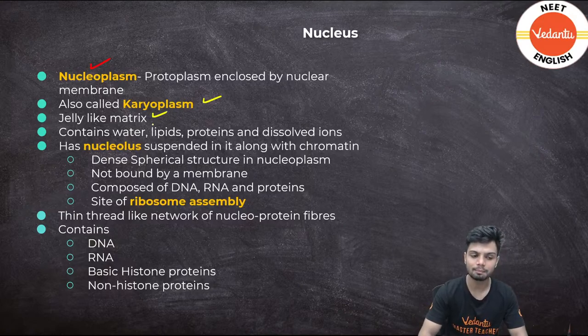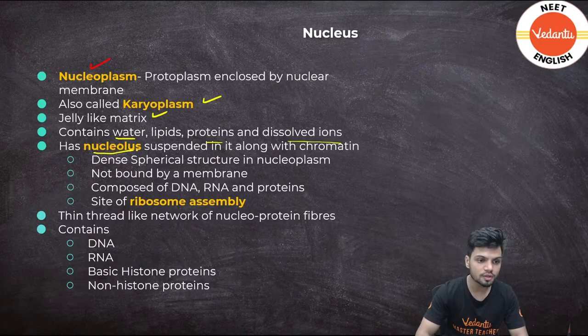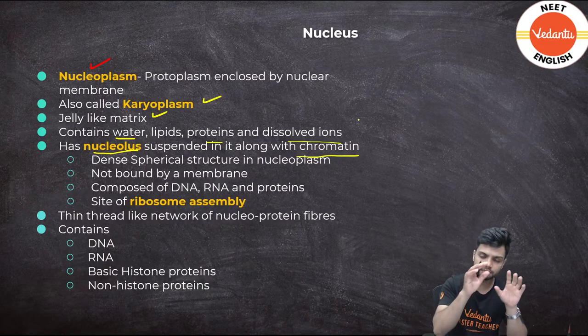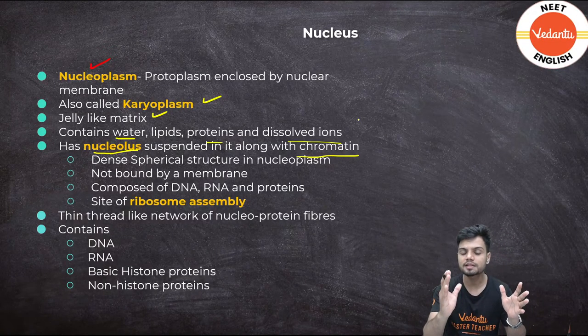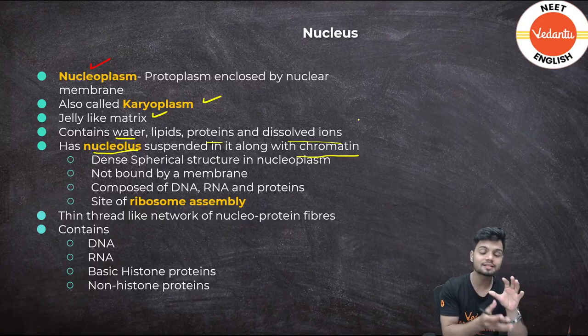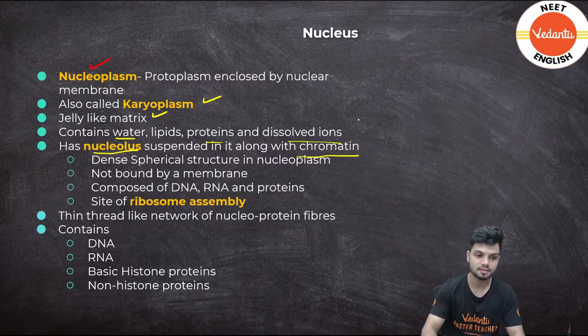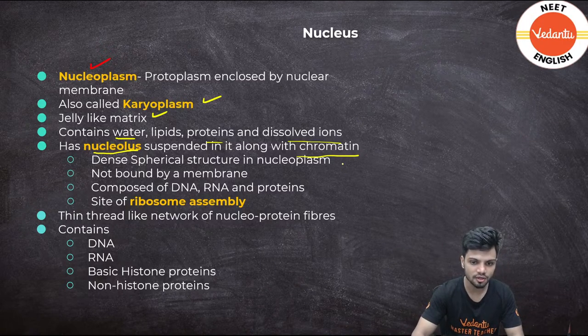It is a jelly-like matrix. It contains lipids, water, proteins, and dissolved ions. It has the nucleolus. The nucleolus is suspended along with the chromatin. So, inside the nucleus, we find the nucleolus as well as the chromatin. Now, the nucleolus is the site of ribosome synthesis. It's a dense spherical structure in the nucleoplasm, not bound by a membrane.